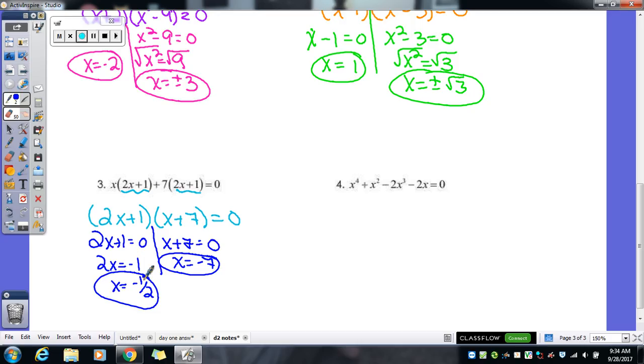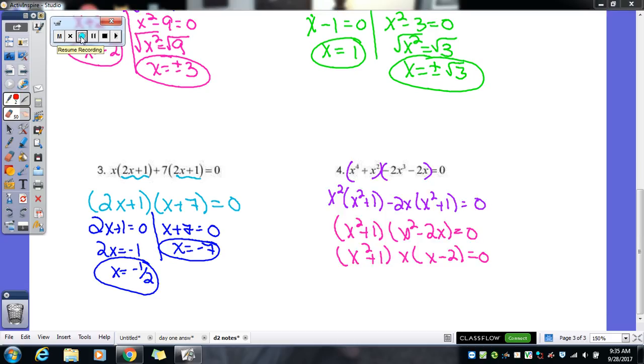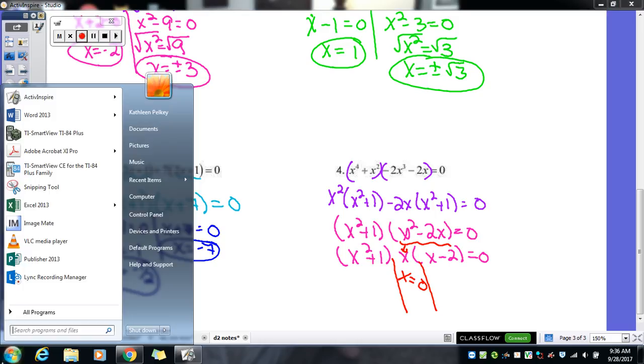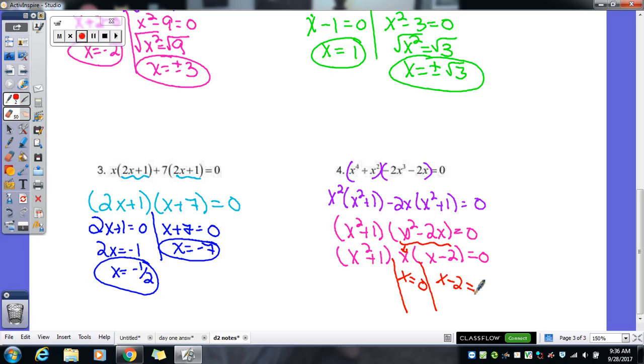All right, so I'm going to give you a minute. I want you to try the fourth one on your own. See if you can get it started. This one you ended up having to do another factor in there. You had to do a GCF factor here with your x squared minus 2x. You had to take out an x. So one of our answers is x equals 0. Another one of our answers would just be x equals 2.